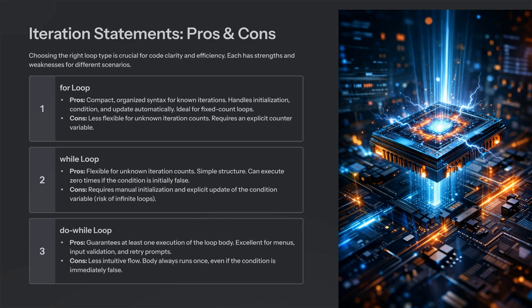The for loop offers compact syntax for known iterations. The while loop is highly flexible, but requires manual management of the loop variable. The do-while loop guarantees at least one execution, making it perfect for input validation and menu systems.